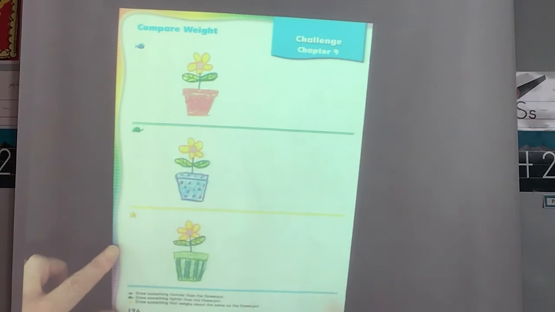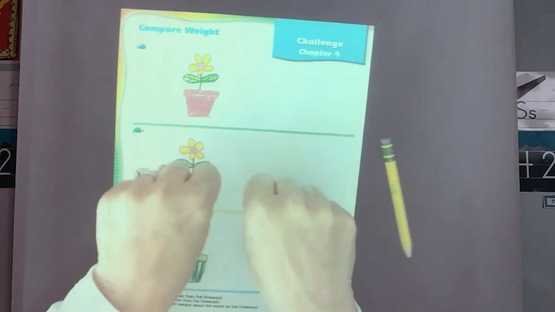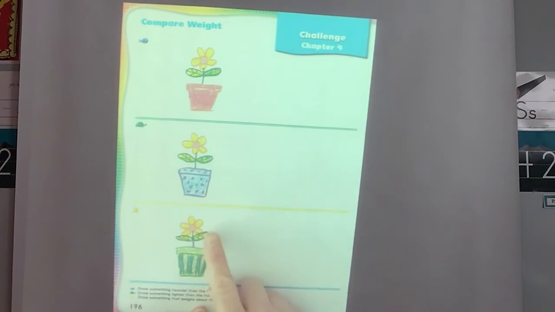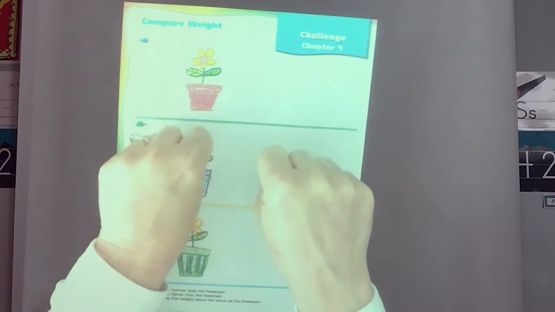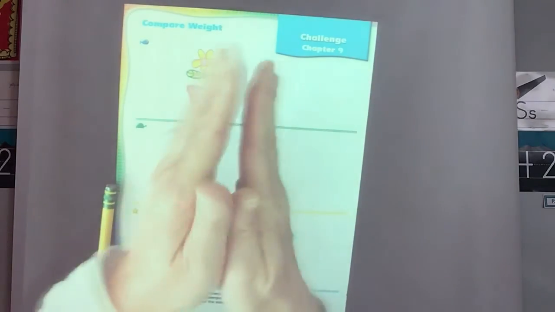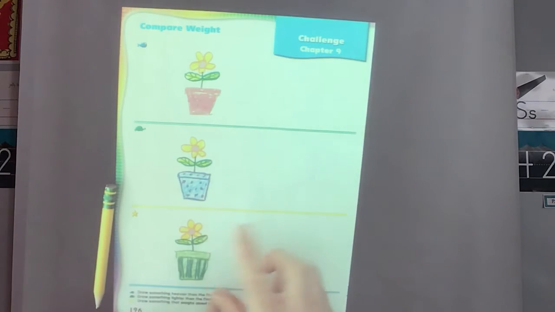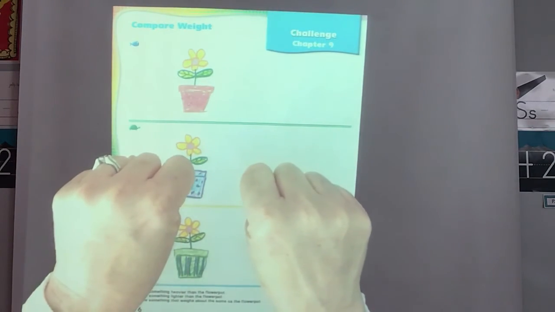Okay, our last one. I want you to draw a flower pot and flower that weighs the same as this one. Draw a flower pot and a flower that weighs the same. So this one weighs more. Draw one that weighs more. This one, draw one that weighs less. This one I want you to draw a flower and flower pot that weighs the same.